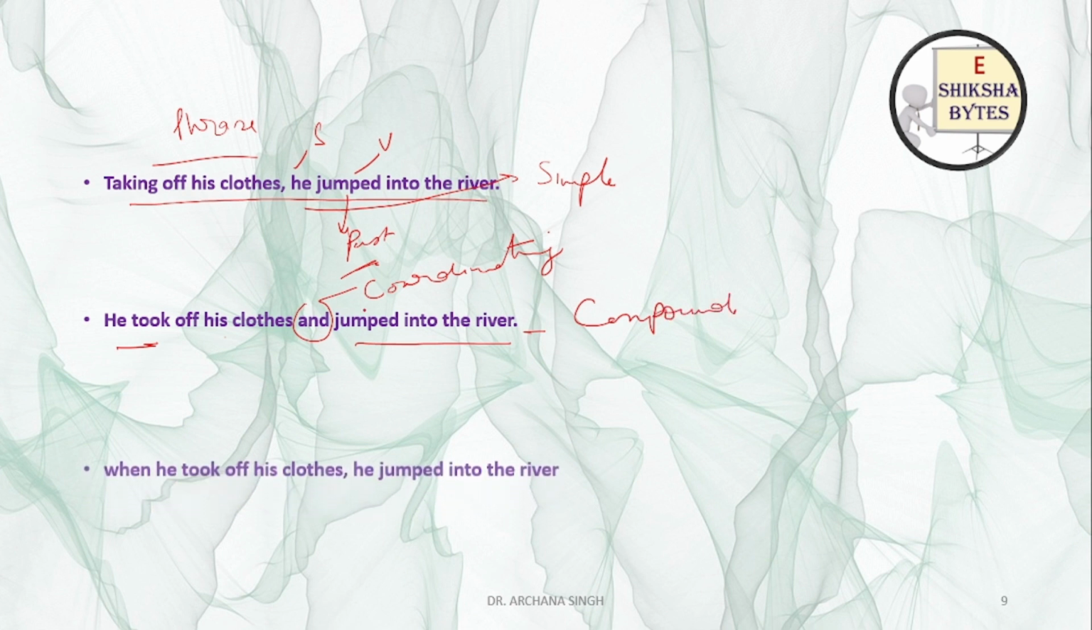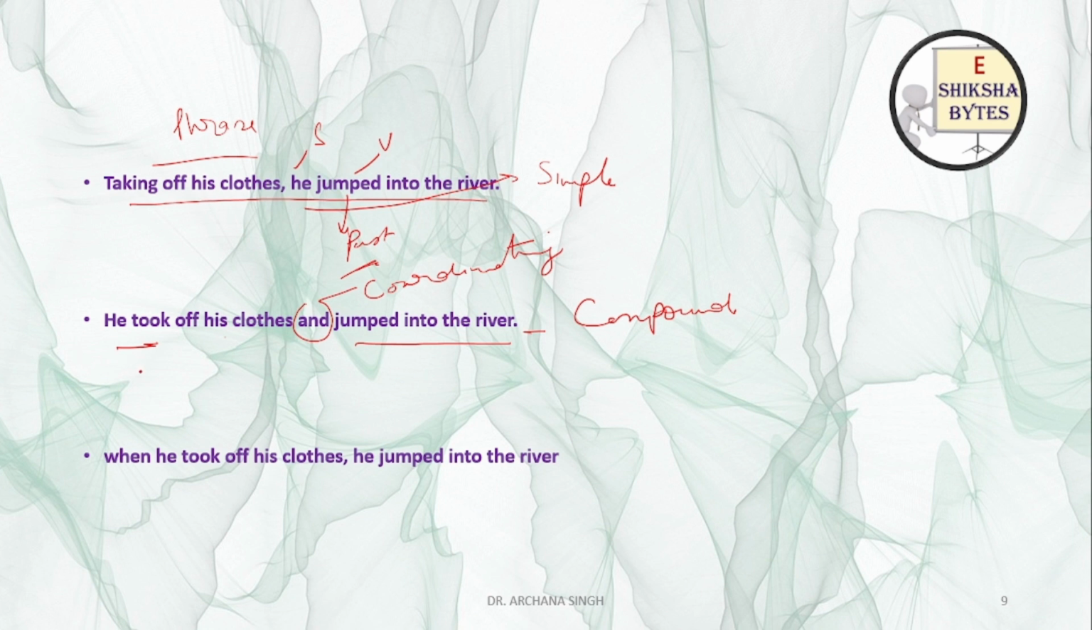Next, here you have added this subordinating conjunction. So this portion is your subordinate clause. When he took off his clothes, what happened? He jumped into the river. So again you have subject-verb combination, but this is the dependent one and this is the independent one. So this is your complex sentence.